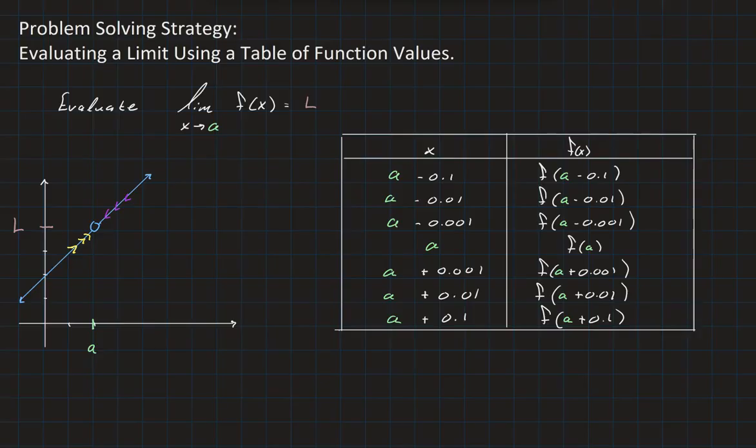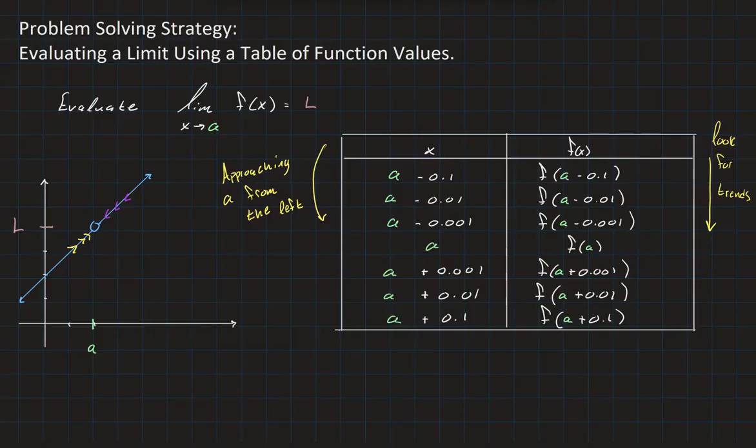So if we set up a table like this general table, I'm going to take my value that I'm approaching and subtract some values from it. This part of the table represents approaching the value a from the left. And as we approach a from the left, what we can do with our function outputs on this part of the table is look for trends.